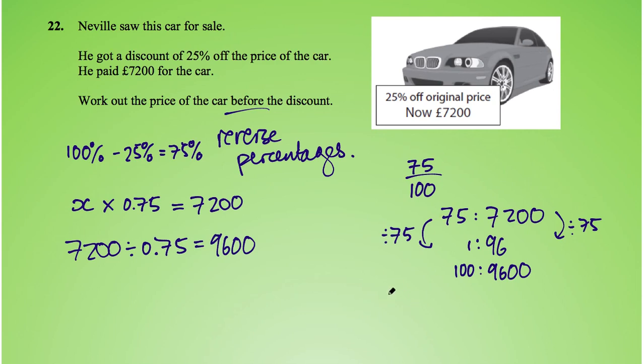Remember, the most important thing here is not to find 25% of 7,200 and add it to 7,200, because 25% of 7,200 is not the same as 25% of 9,600, which is the question we're actually dealing with. And the point of this is that you can't find 25% of anything originally because we don't know what the original value is yet. So we need to use one of these methods to work backwards and find the original price. 9,600.